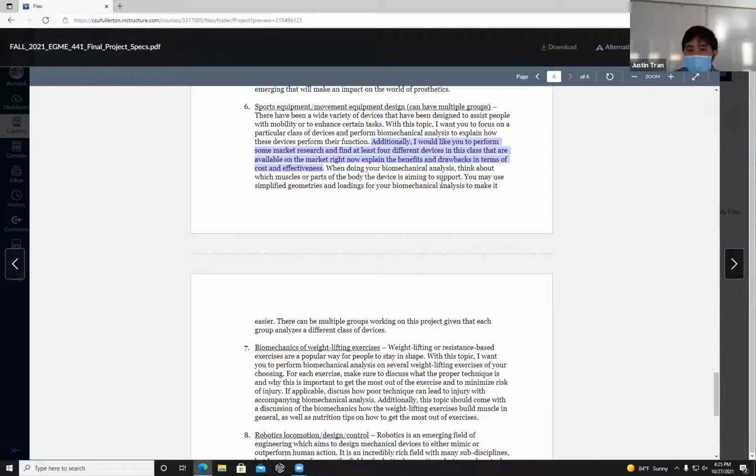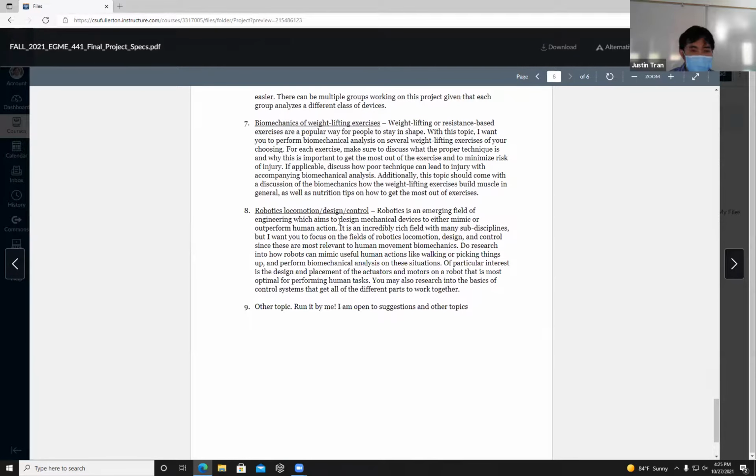When you're doing the biomechanical analysis on this topic, I want you to think about which muscles or parts of the body are most impacted by this, or which parts of the body the device is aiming to support. And then compare that to, of course, what happens if this person doesn't have that device, okay? This is a very wide topic area too, and so we can have multiple groups here for a variety of reasons, okay?